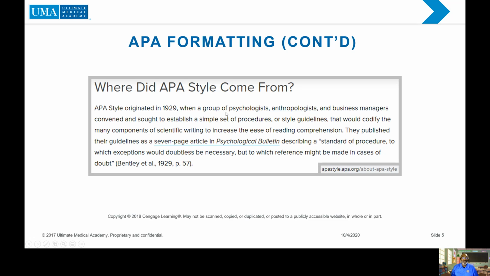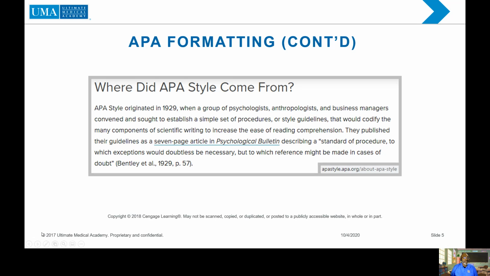Okay. A group of psychologists, anthropologists, and business leaders got together and were like, you know what? We need to create a standardized form of writing that puts information in a certain way so that people reading this information can find it, find out where it's from, and find out the main meat and potatoes of what you're trying to convey in the message or in the writing. And so they came up with this APA formatting style.